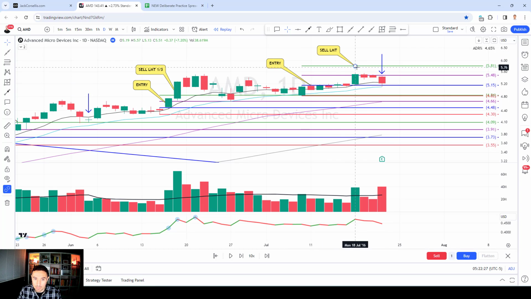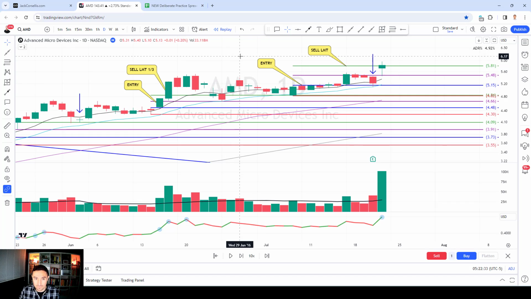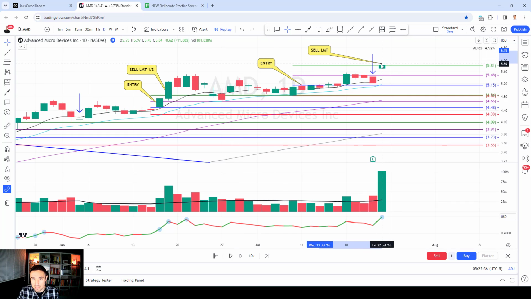I think I would probably, would I take off 1/3? We've got a little cushion. We'll hold into the earnings here. Okay, good decision to hold into the earnings. So gaps on the earnings, so we sell 1/3.